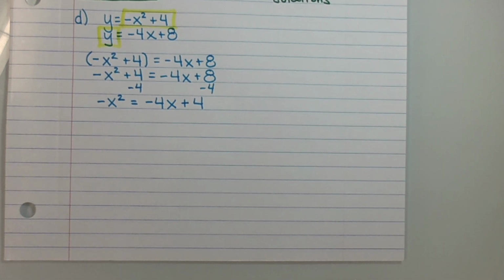In any form of solving, this is a terrible setup. You never want x's on the opposite sides of the equal sign. So I want to get them together.